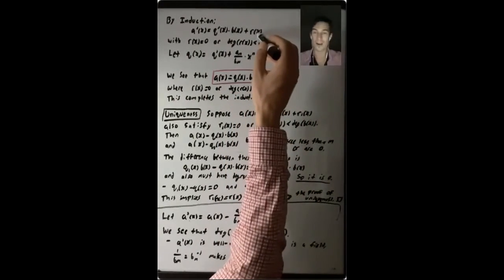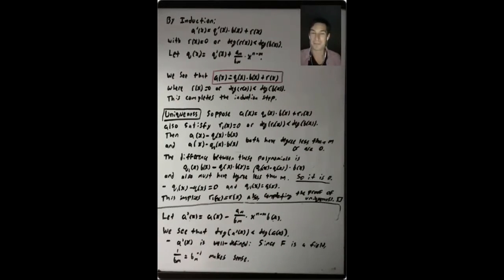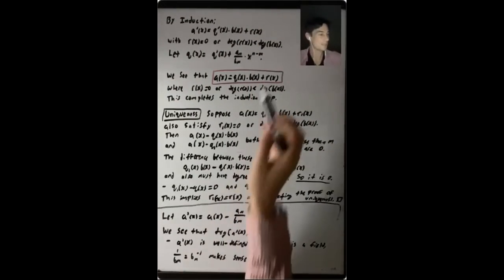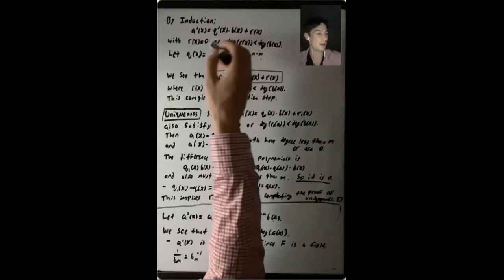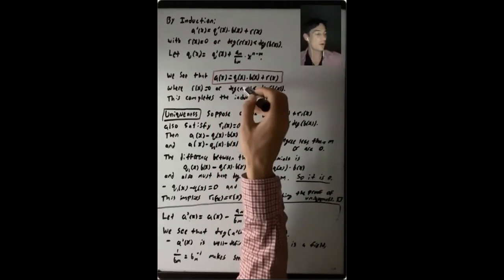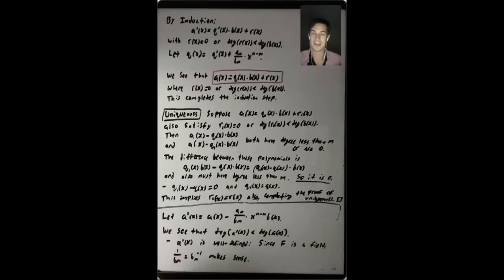Just this r of x from before, from applying the induction hypothesis. So this is the same r of x as before. So r of x equals 0, or the degree of r is less than the degree of b. And this completes the proof of the induction step.